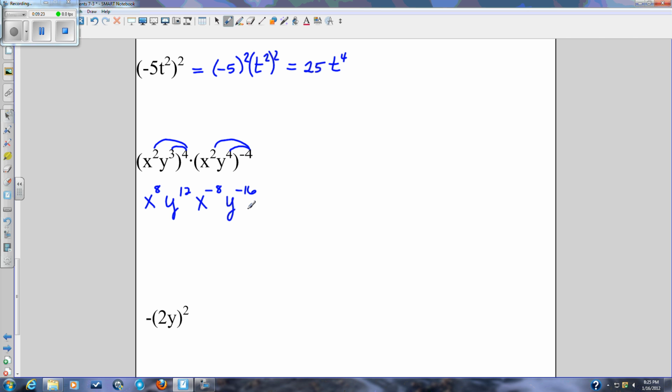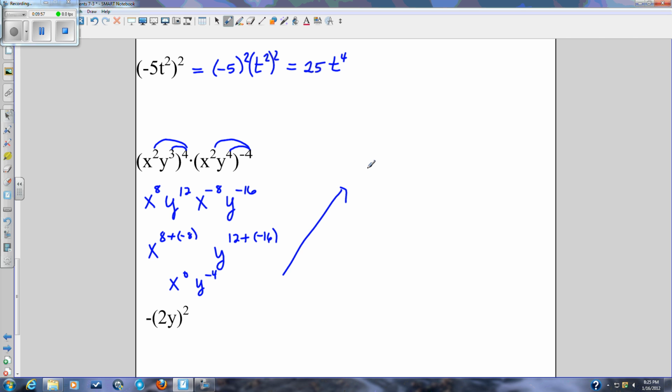So now, if we go and look at the similar bases, the like bases, we can add exponents together. So we have x to the 8 plus negative 8, and you've got y to the 12th plus negative 16 on the y's. Now, x to the 8 plus negative 8 just gives you x to the 0. 12 plus negative 16 gives you negative 4. So we have x to the 0, y to the negative 4.